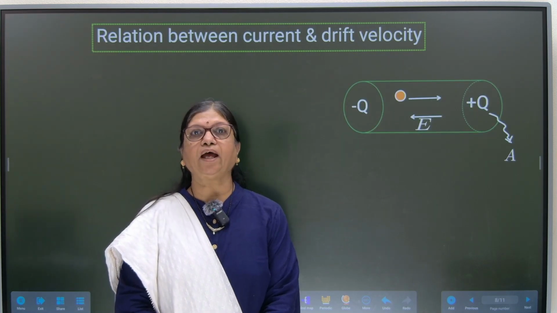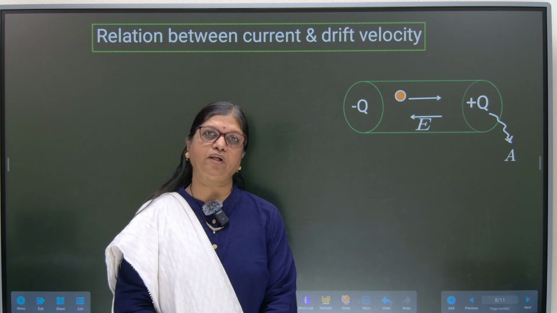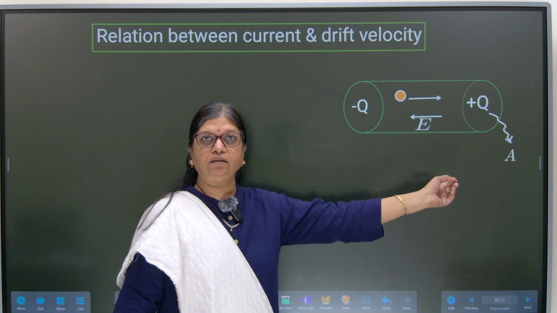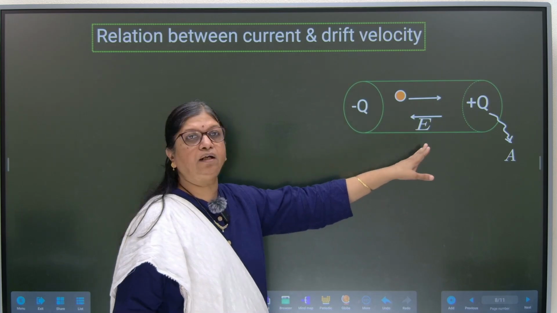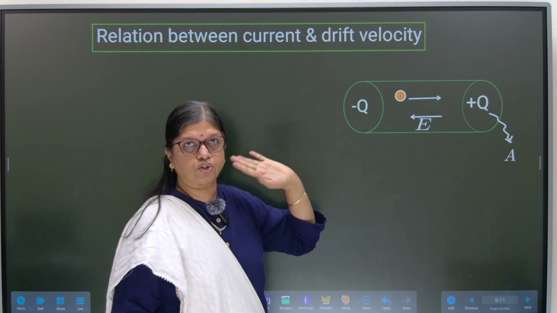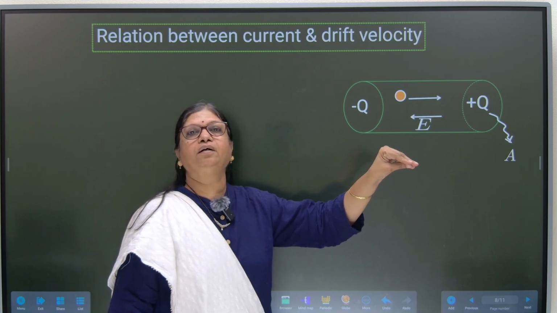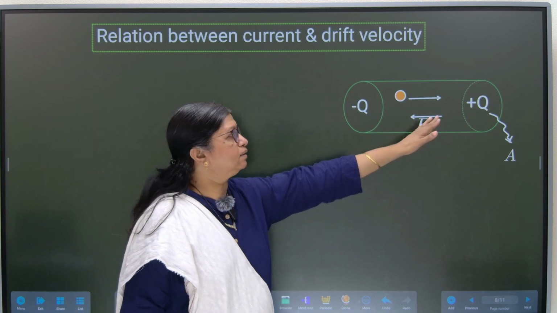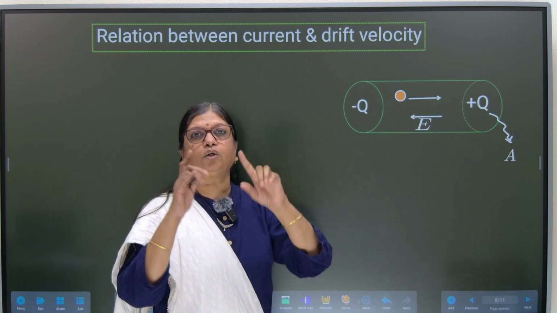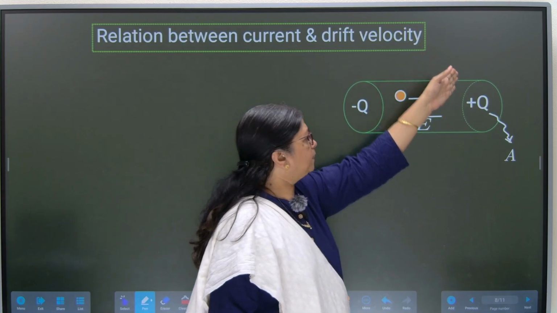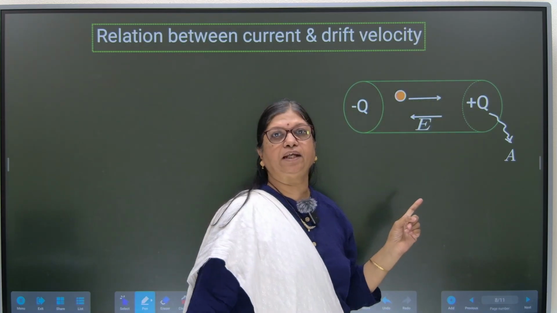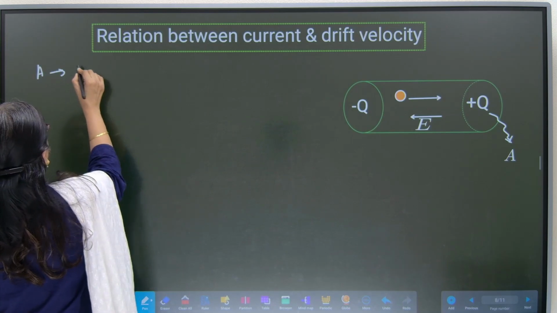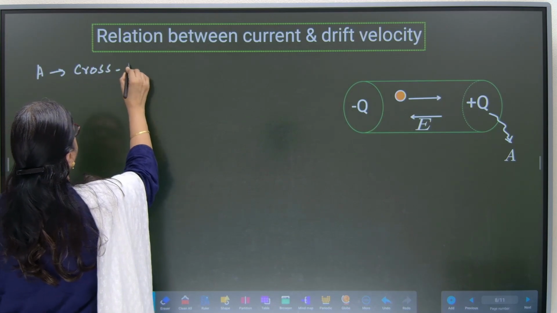Now let us derive a relationship between the drift velocity and the current in a conductor. Now as you can see, there is a conductor here. We have given an electric field of E in this direction as shown. As soon as we give the electric field, the electrons will drift. Fine. Let the cylinder have a cross-section area of A, which is perpendicular to the direction of the electric field. Okay, so let us write down what we have. A is the cross-sectional area.